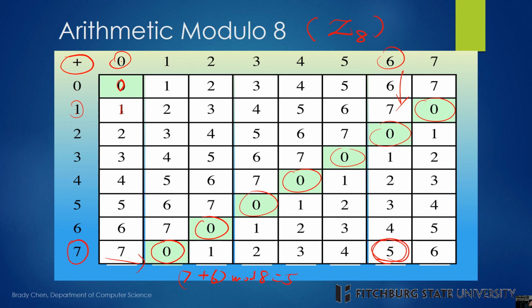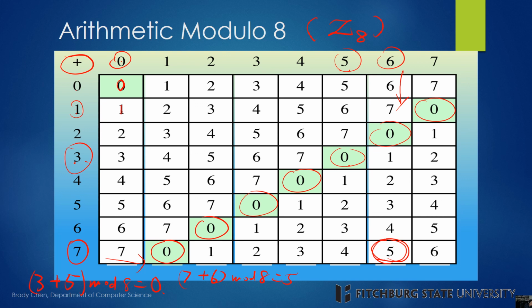So that means if I add 3 and 5, 3 and 5 modulo 8. So 3 plus 5 is 8. Modulo 8, it's 0, because when 8 is divided by 8, the remainder is 0, right? So it's 0. So that means 3 plus 5 modulo 8 is 0. Now, these pairs of numbers are very special.